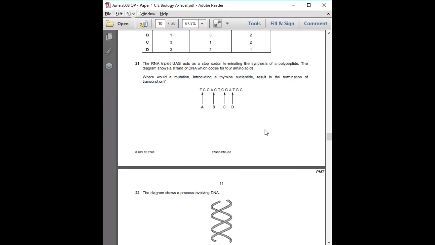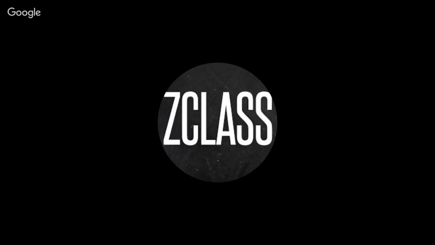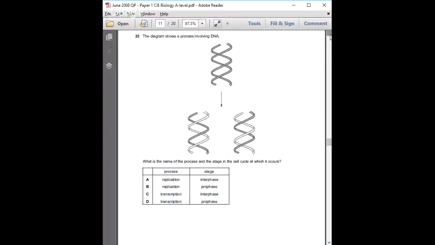If you do it one step down from the group of three, then what you get is called a frameshift mutation, and every single amino acid coded by that length of DNA is going to be changed. Okay, that makes sense. Yeah. Good. Okay, to question 22.